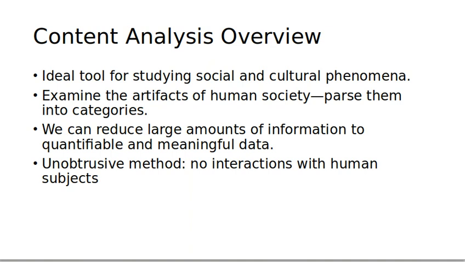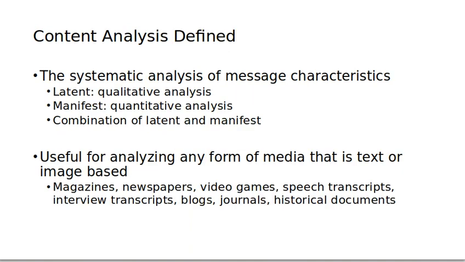We don't have any interactions with human subjects, so we can't influence the data, and the ethical implications are far less concerning compared to other methods. We can define it as a systematic analysis of message characteristics, and in a separate video we talked about the difference between emergent and ready-made coding, which corresponds to latent and manifest, and whether or not we're going to leave qualitative data as text or turn it into something that is more quantitative, which will allow us to use some of our quantitative techniques. Sometimes people opt for a combination of the two.